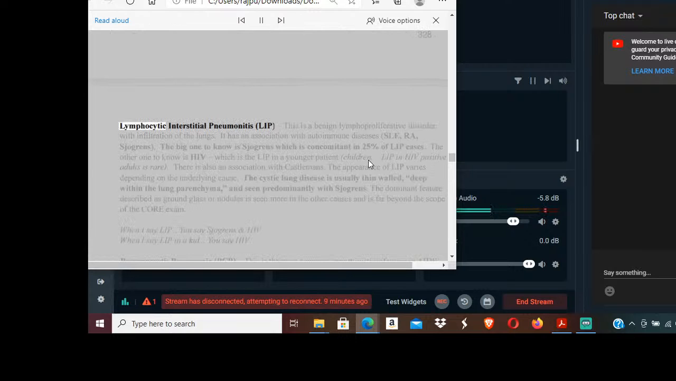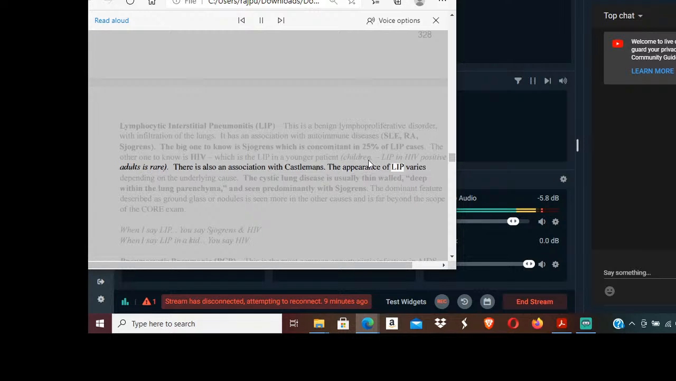Lymphocytic interstitial pneumonitis, LIP. This is a benign lymphoproliferative disorder, with infiltration of the lungs. It has an association with autoimmune diseases: SLE, RA, Sjogren's. The big one to know is Sjogren's, which is concomitant in 25% of LIP cases. The other one to know is HIV, which is the LIP in a younger patient, children. LIP in HIV-positive adults is rare. There is also an association with Castleman's.